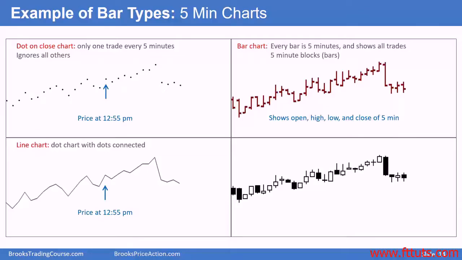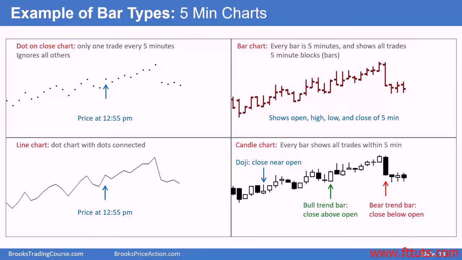So the open, it shows the open of the bar, the lowest trade during the 5 minutes, the highest trade, and then the close. And a candlestick chart is a version of that, except that if a bar opens low and closes high, the candlestick chart gives it a white body. If a bar opens high and closes low, the candlestick chart gives it a black body. So it's just quicker to see how many bear bars there are and how many bull bars there are.